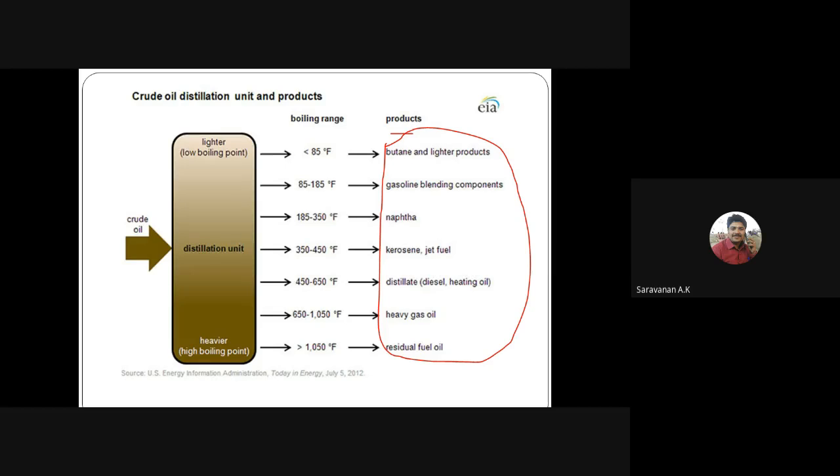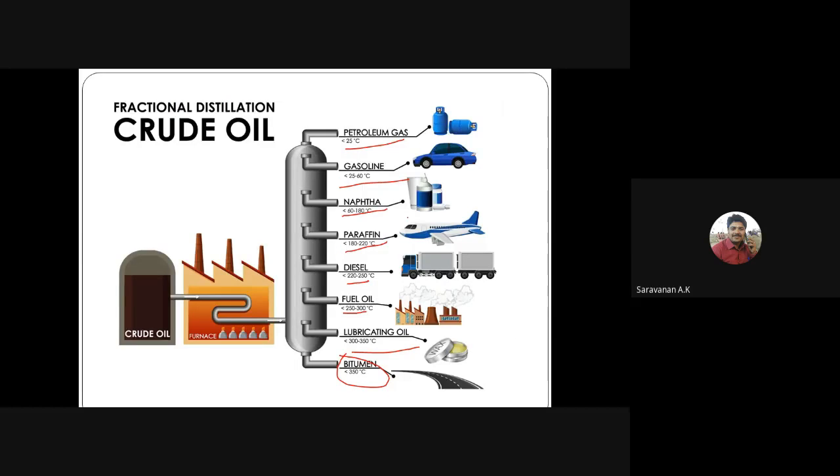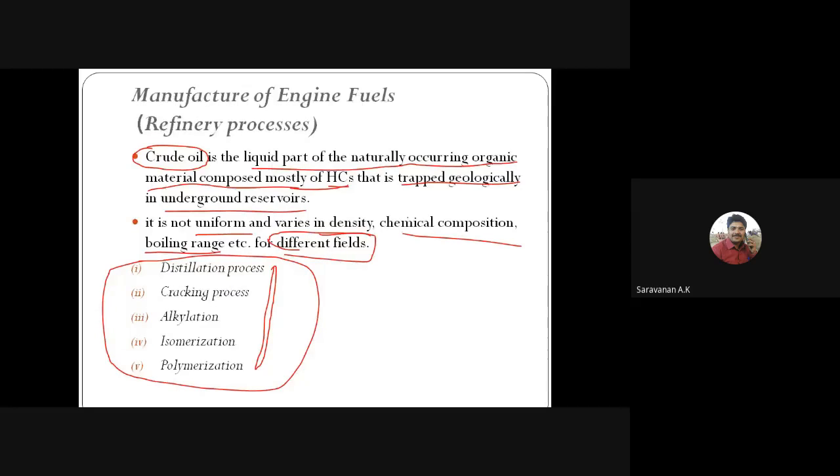Now let's see what the refinery process is, one by one. We have 5 refinery processes: distillation, cracking, alkylation, polymerization, and isomerization. By these refinery processes, we can get many products from crude oil. The first process is the distillation process.